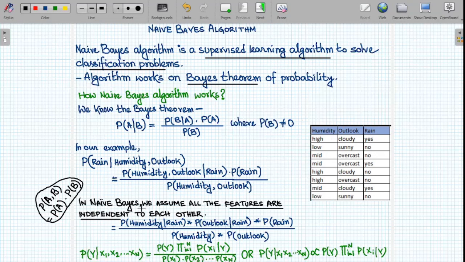In Naive Bayes algorithm, to make the calculation simple, we assume all the features are independent of each other. And from a probability standpoint, we know if A and B are independent, then probability of A comma B will be probability of A into probability of B. So we can replace probability of humidity comma outlook with probability of humidity into probability of outlook. Similarly, probability of humidity comma outlook given rain will be probability of humidity given rain into probability of outlook given rain into probability of rain.